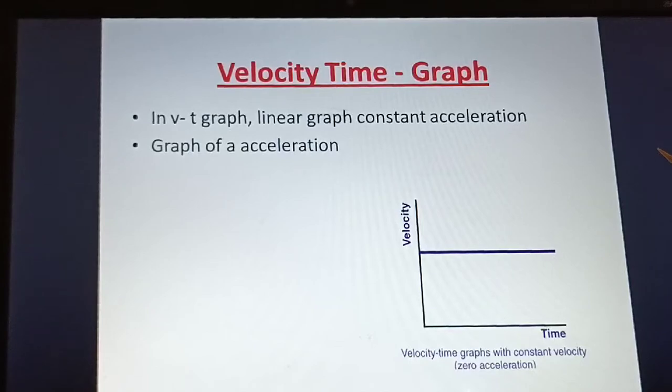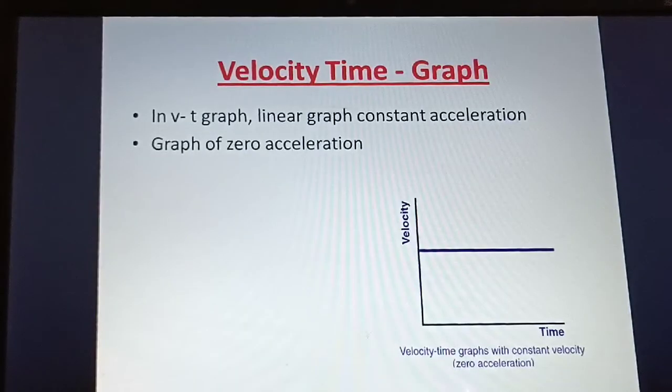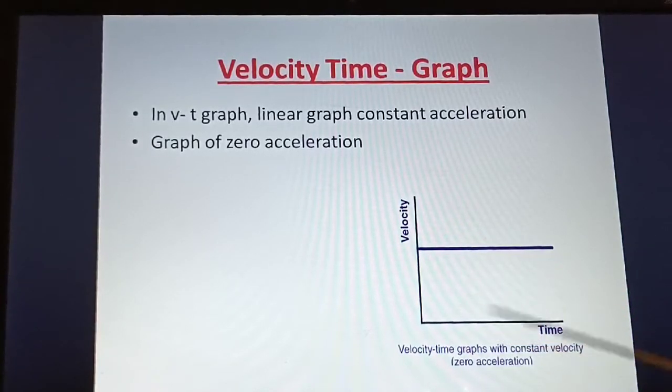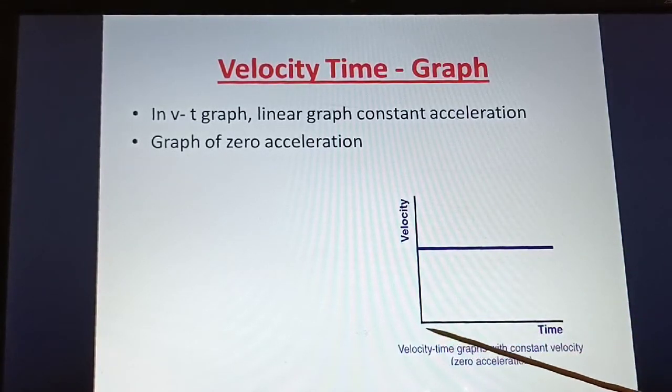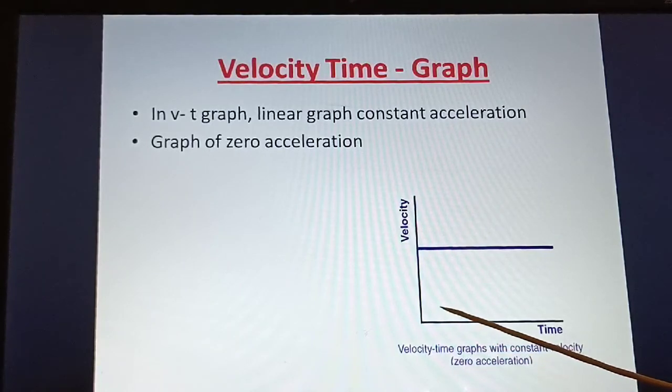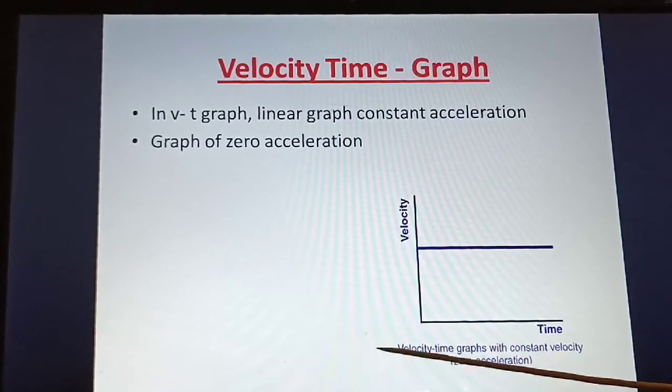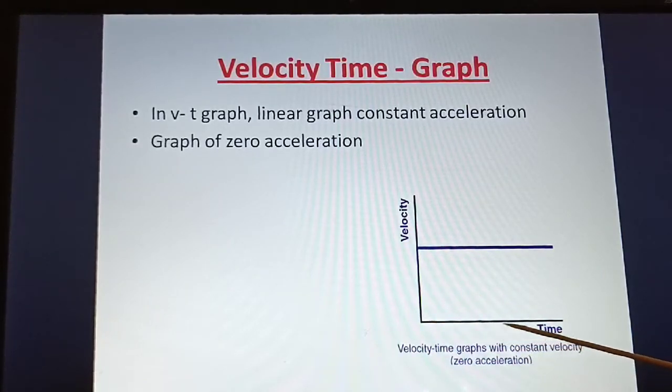Now what is the graph of zero acceleration? That is not A, it is zero acceleration. So what is zero acceleration? Now if you see here, you have to find out A, isn't it? This is time, this is velocity. If you ask what is the acceleration, you will be able to say acceleration is zero. See, the time is increasing, the time goes on increasing.